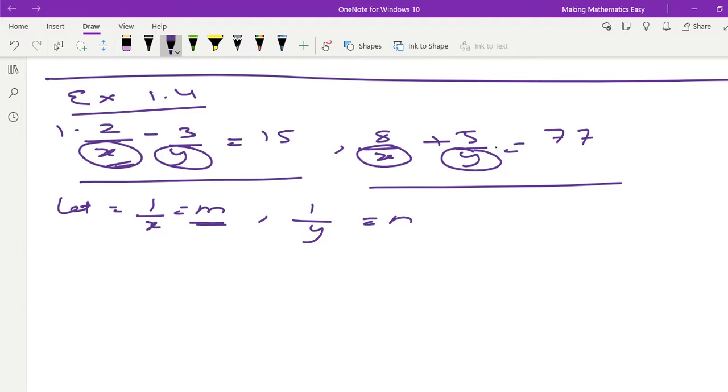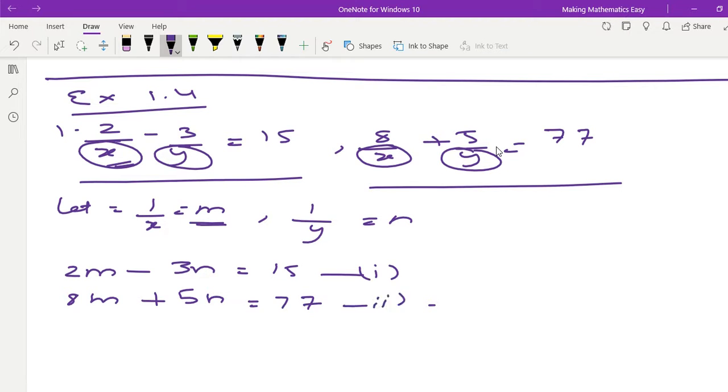So what equation we will get is, because this is 2 into 1 upon x, this will become m, so m will go in the numerator along with 2, and this will be 2m minus n is equal to 15. So this will be our equation number 1. Okay, in a similar way we'll have to do with the second equation. So that will be 8m plus 5n is equal to 77. So this is your second equation.